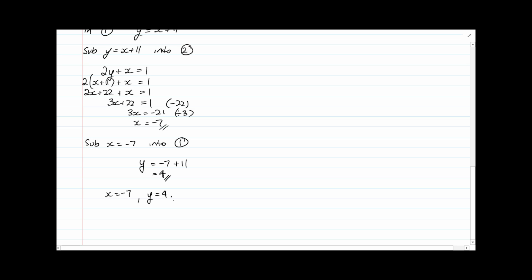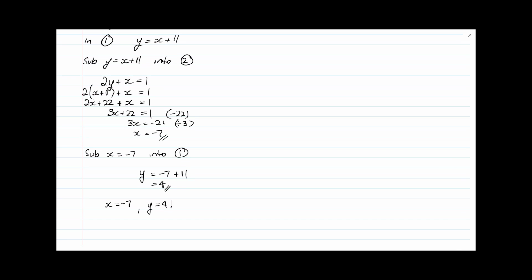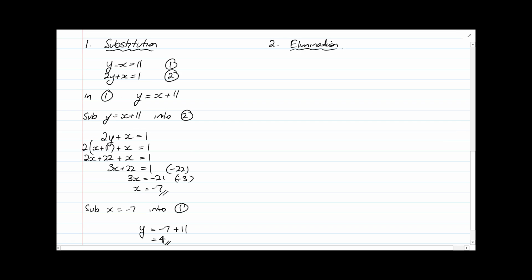Of course I should verify here, but I might leave that out for this question as we're verifying by using different methods. So in the elimination method, we start with the problem again: y minus x equals 11, and 2y plus x equals 1. I can see straight away that if I add equation 1 and 2, this will eliminate my x's. Negative x plus x is 0x. So by adding them, I'll get 3y is equal to 12. Divide by 3, and y is equal to 4.